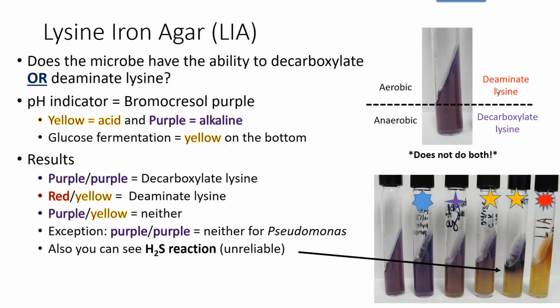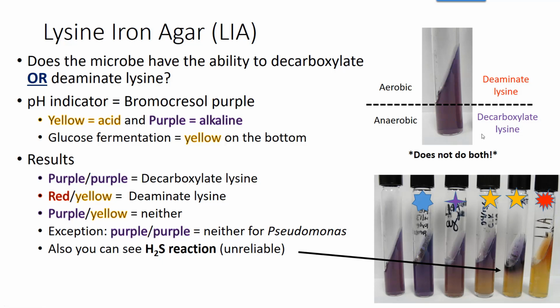So you're looking either for a red slant or a purple butt to know if it can break down lysine. However, if you have a purple slant over a yellow butt, as indicated by these two, it means it can't do anything. It cannot break down lysine whatsoever. Not all bacteria can. So we're looking to see if it can break down lysine, and then if it can, does it have a red slant for deamination, or does it have a purple butt for decarboxylation?